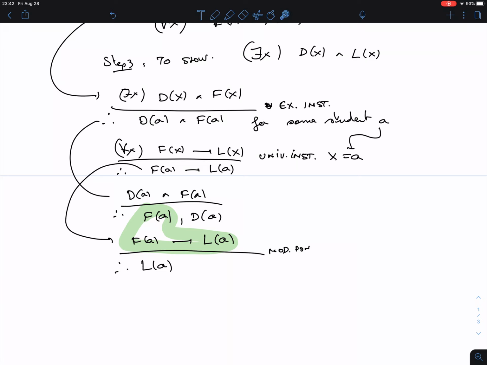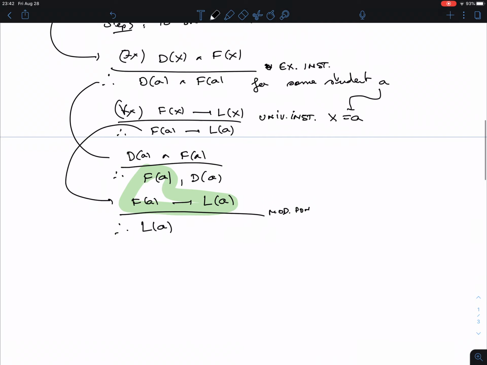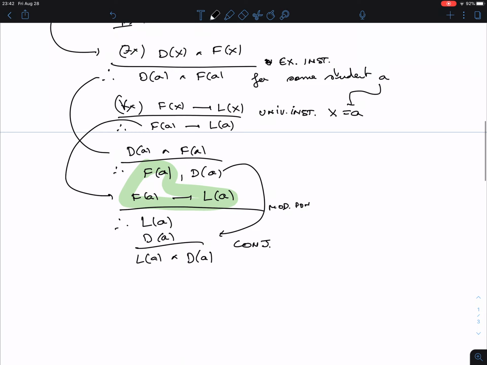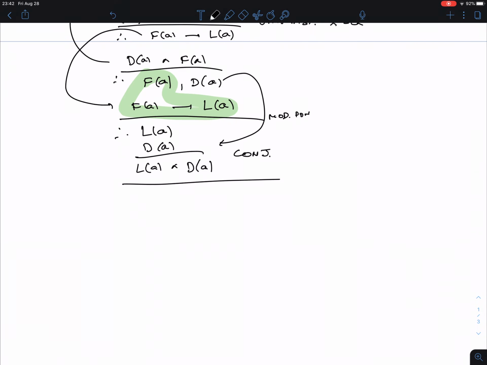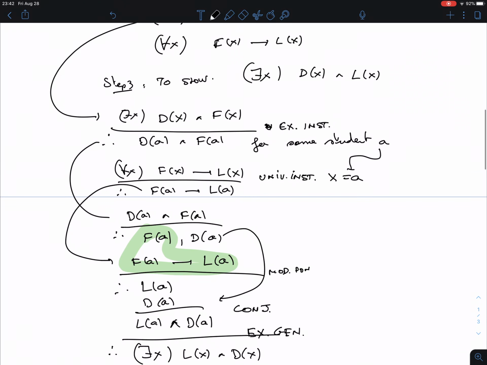And I have DA and LA, so now I have to put all this together. So let me copy this here. I have DA, and therefore LA and DA. This is what we call conjunction. And then finally, A is a witness, and we can now use existential generalization. Say, okay, there is an x, Lx and Dx, as we needed to prove. Okay, and so that was for 1.6.